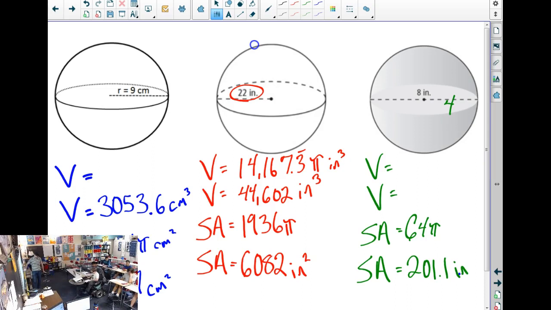Surface area, I got that. No, never mind. And then for volume, I got 268. Yes.